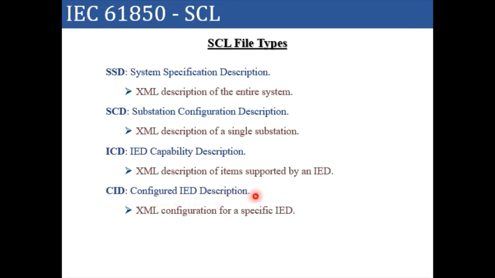CID is the configured IED description, which is the XML configuration of a specific IED. So ICD is the capability of the IED, while CID is the configuration of the IED. That means for a particular project or for a particular substation, the CID file will tell you what the IED can do for this particular project or substation.